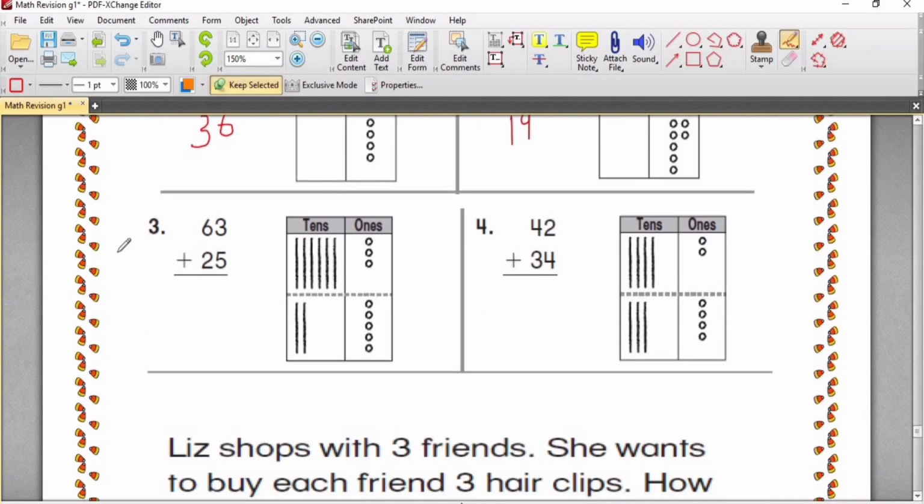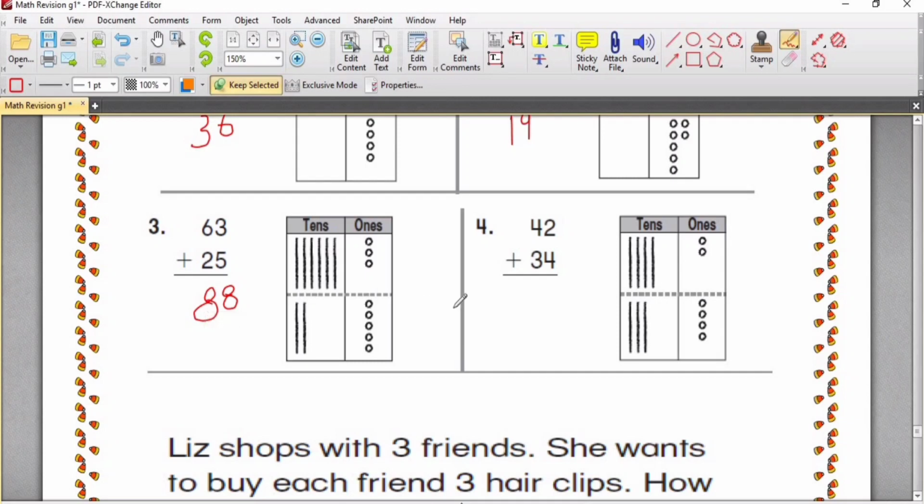Let's go for the next question. Here we have 63 plus 25. We will start from ones. 3 plus 5. Come on, let's count together. After 5: 6, 7, 8. So 3 plus 5 equals 8. Then we have 6 plus 2. After 6: 7, 8. So the answer will be 88.